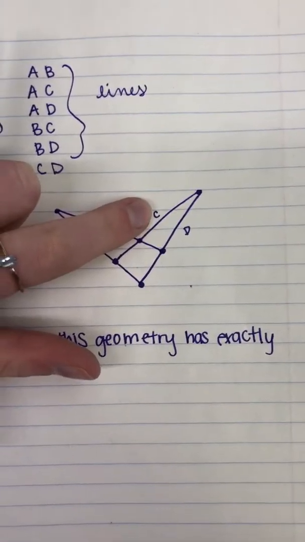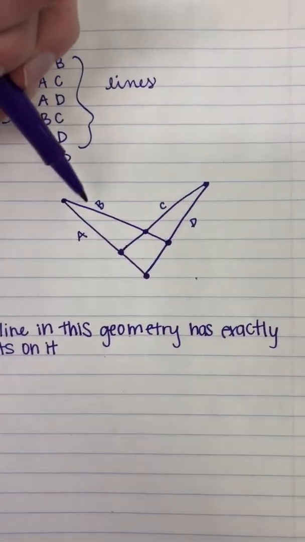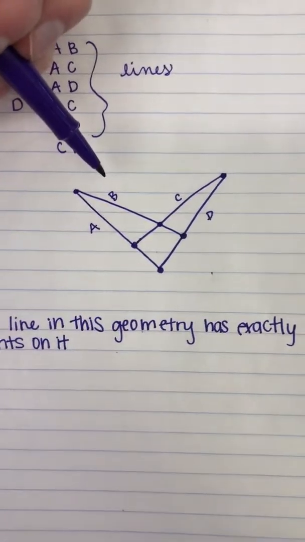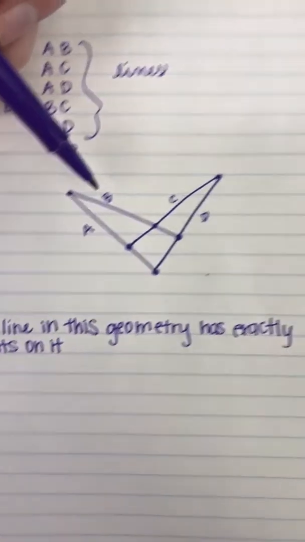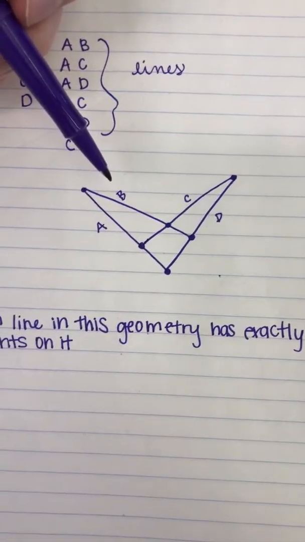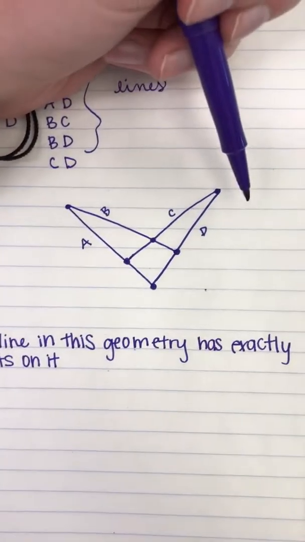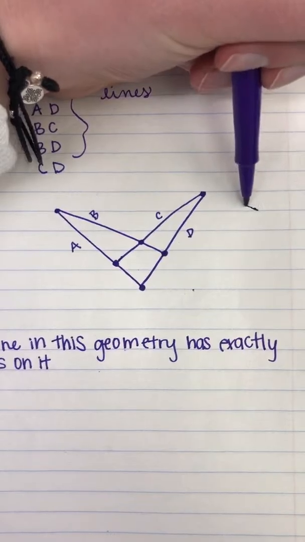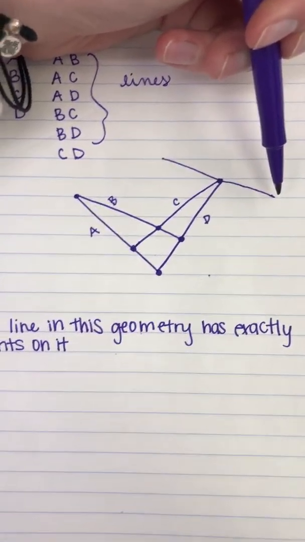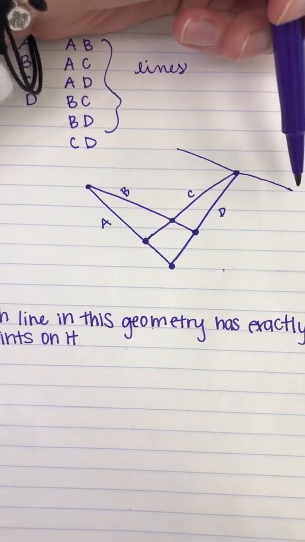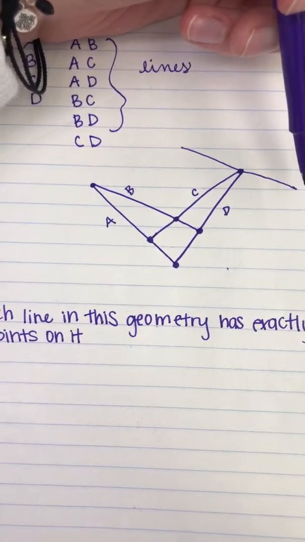So each of these lines, when they are intersecting, they will have, according to axiom 2, exactly 1 point on both of them. And we cannot have 3 lines going through. For example, if I were to put a line like this, that would not work because we don't have any 2 distinct lines that have exactly 1 point on them.